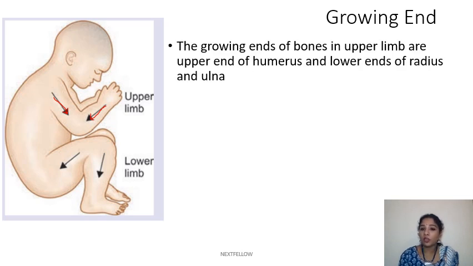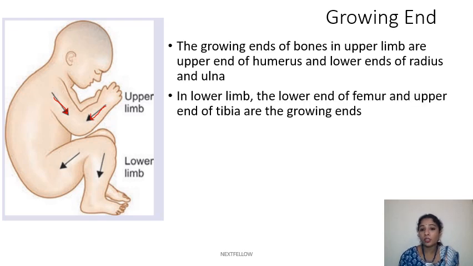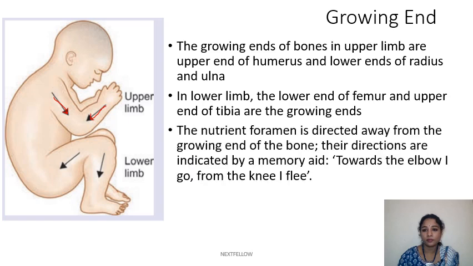The growing ends of the long bones in the upper limb are the upper end of the humerus, and the lower end of the radius and ulna. In the lower limb, the lower end of the femur and the upper end of the tibia are the growing ends. The nutrient foramen is directed away from the growing end of the bone, and you can remember the directions as: towards the elbow I go, and from the knee I flee.